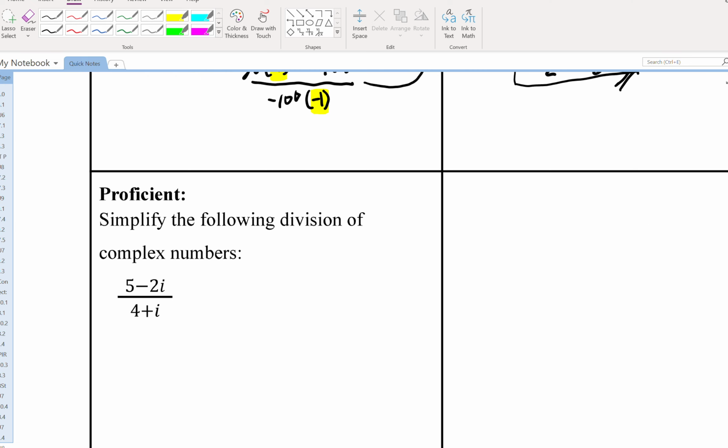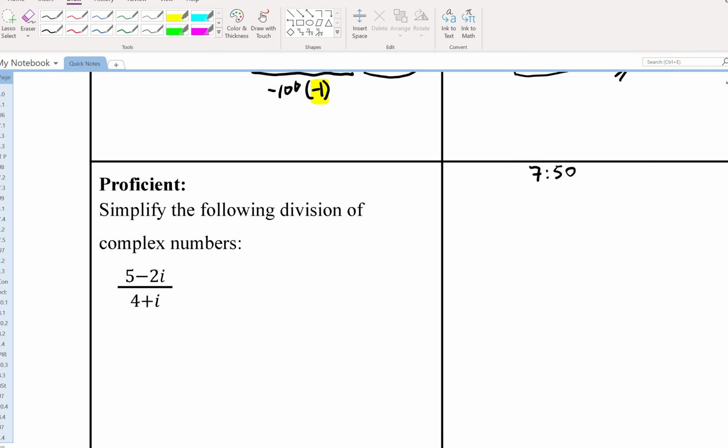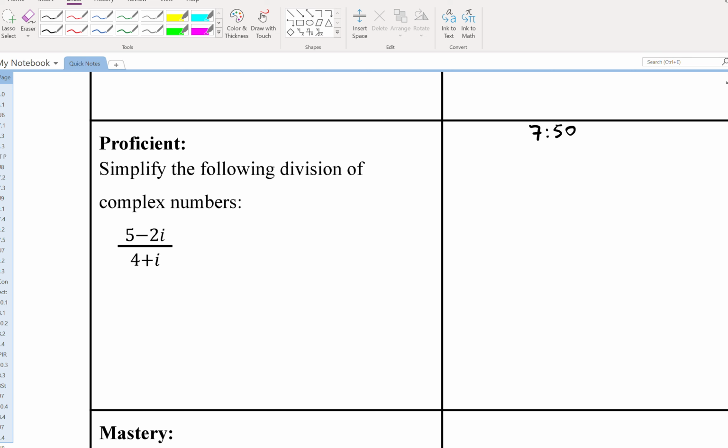Let's go on here. Simplify the following division of complex numbers. It's got 5 minus 2i over 4 plus i. Once again, we're going to multiply by its conjugate. The conjugate of the denominator is 4 minus i. The top has to be the same, 4 minus i. And so then I'm going to multiply. Let's use the distributive property.